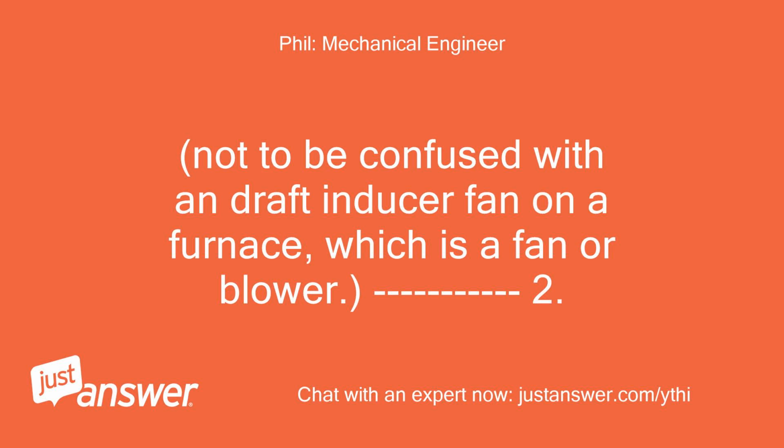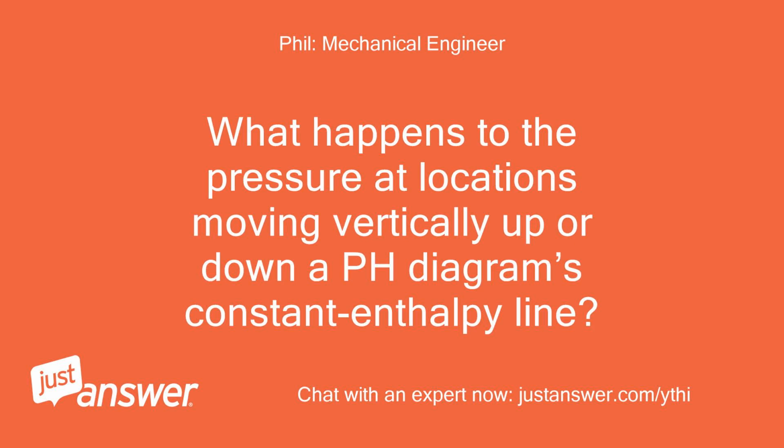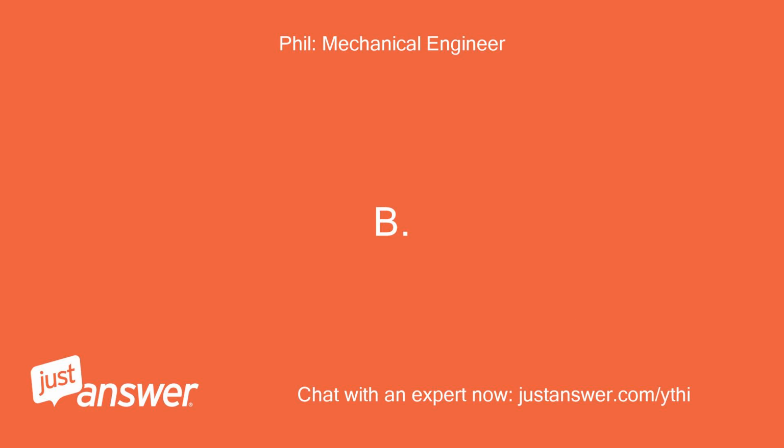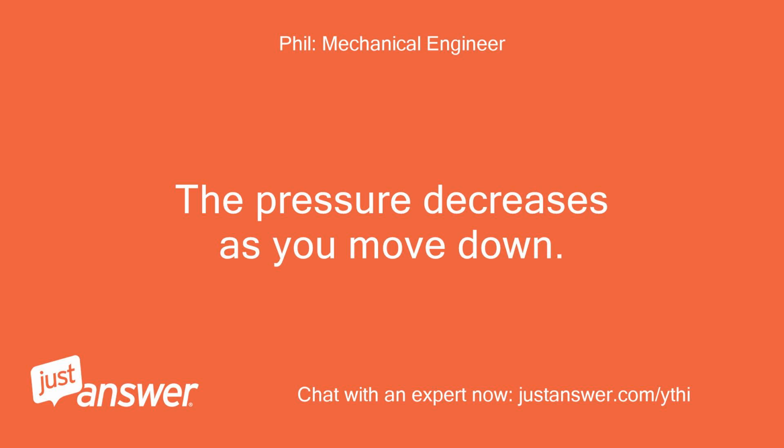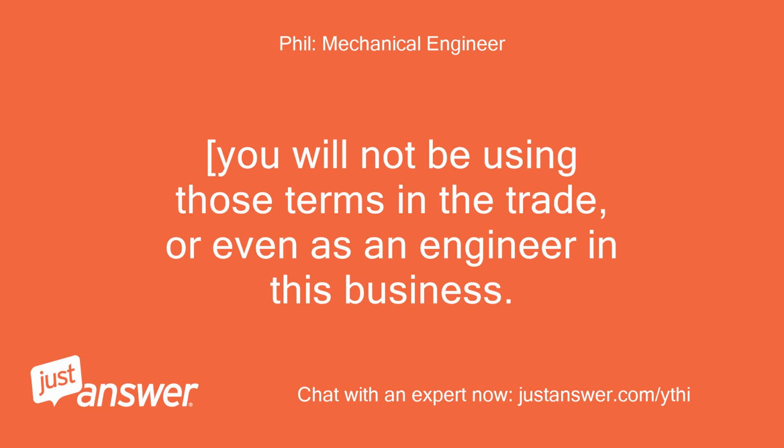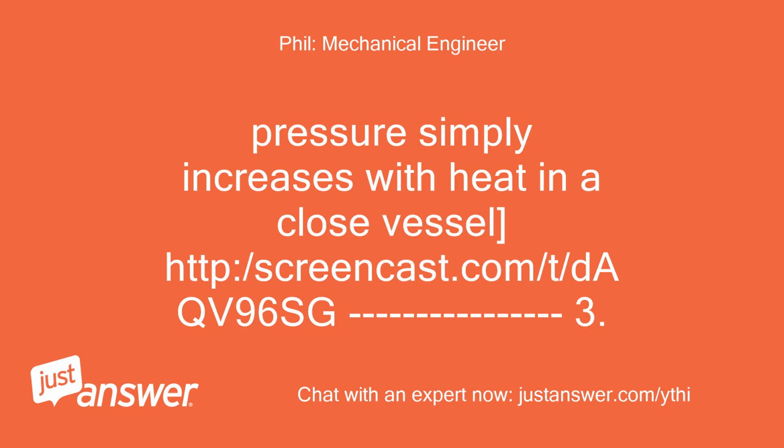2. What happens to the pressure at locations moving vertically up or down a pH diagram's constant enthalpy line? B. The pressure decreases as you move down. You will not be using those terms in the trade, or even as an engineer in this business. Pressure simply increases with heat in a closed vessel.